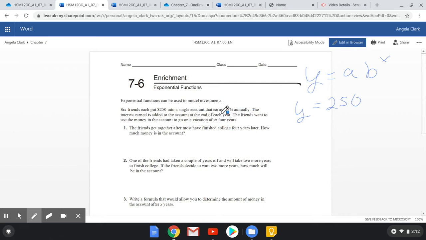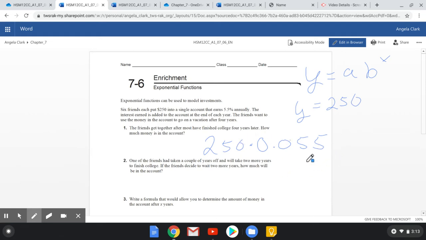So when I'm calculating interest, I'm taking the initial amount times the percentage, but I have to turn the percentage into a decimal. So instead of multiplying by 5.5, I have to change it into a decimal. Remember, we moved the decimal 2 places when we are changing a percent into a decimal. So it's 0.055 is what I'm multiplying by. That would give me my interest.